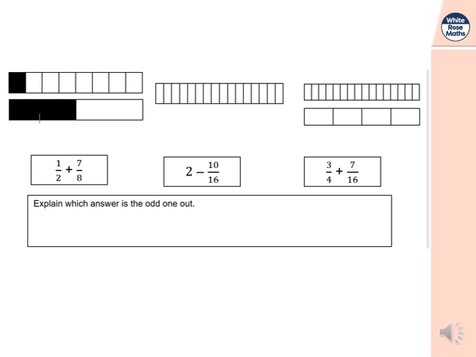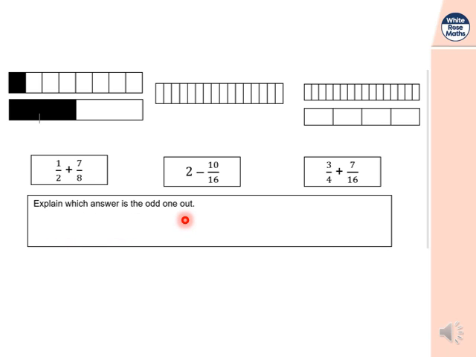Here's a bit of an extra challenge for you, and this is more of an open-ended question for you to try by yourself. You've got odd one out. You have 3 questions here. So here we have a half, add 7/8. 2 wholes, take away 10/16, and 3/4 add 7/16. So this is a bit more of a challenge for you. And the question is, explain which answer is the odd one out.